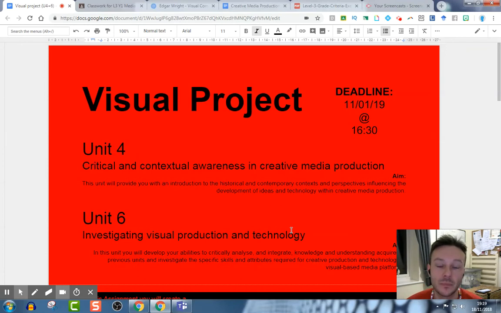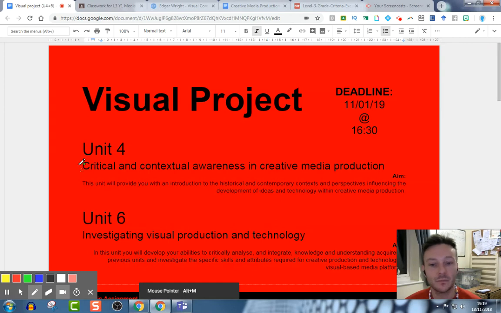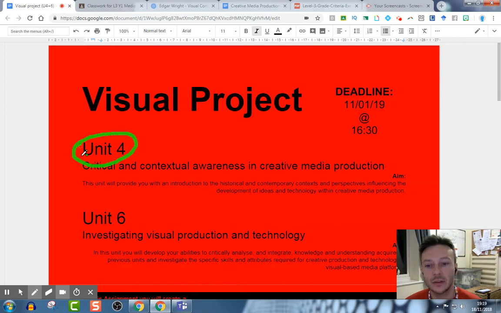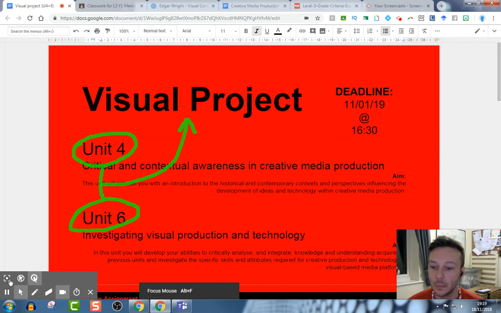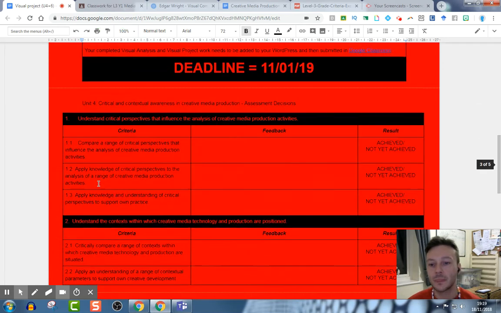As you can see, this combines two units. Unit 4, critical and contextual awareness, and Unit 6, which is investigating visual production and technology. I've put these two together into one project. The reason being is that there's a lot of overlap between the criteria for both of these units, as I will demonstrate.